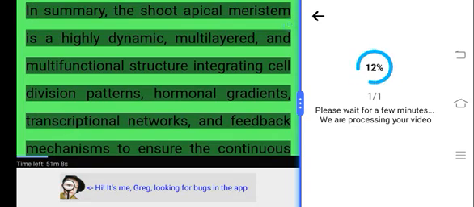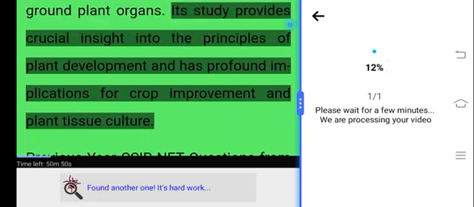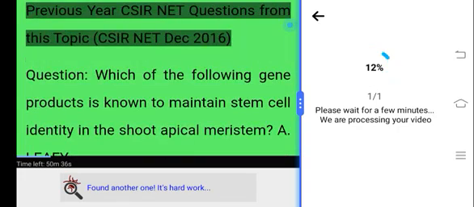In summary, the shoot apical meristem is a highly dynamic, multi-layered, and multifunctional structure integrating cell division patterns, hormonal gradients, transcriptional networks, and feedback mechanisms to ensure the continuous and controlled development of above-ground plant organs. Its study provides crucial insight into the principles of plant development and has profound implications for crop improvement and plant tissue culture. Previous year CSIR NET questions from this topic.